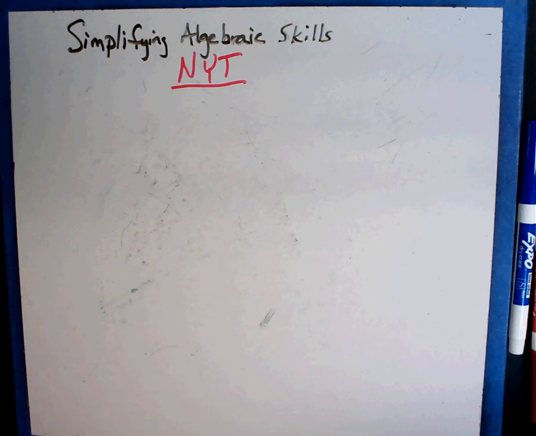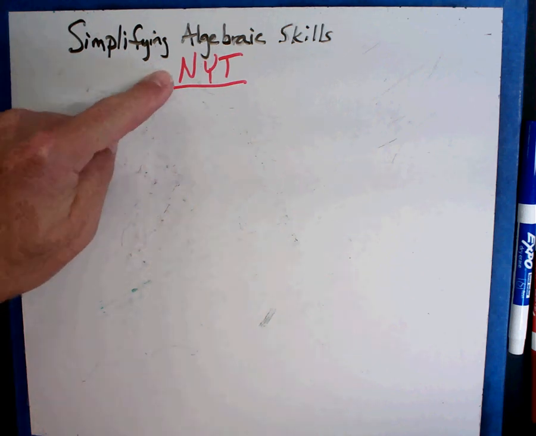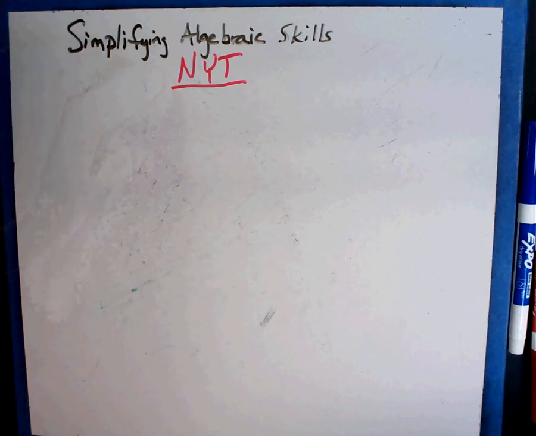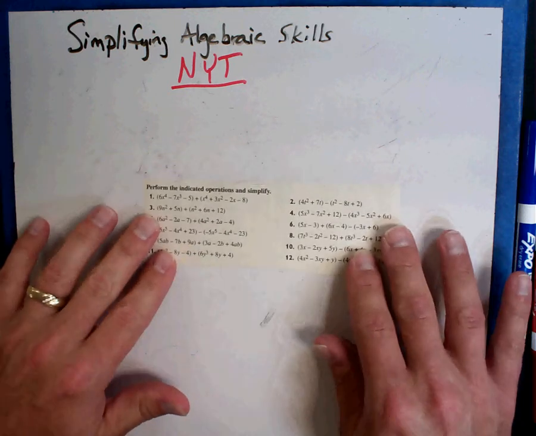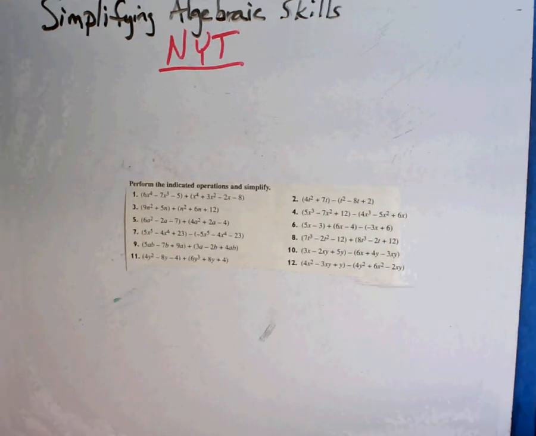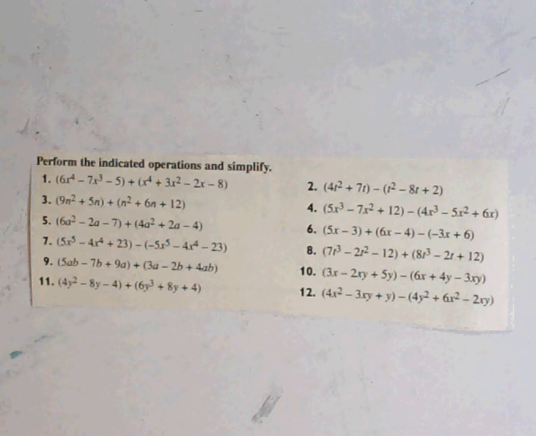Okay, now it's going to be your turn. You'll notice at the top here I have NYT. That stands for now you try. Now what we're going to do is I'm going to put some examples here and I'm going to zoom in so that you can see them.